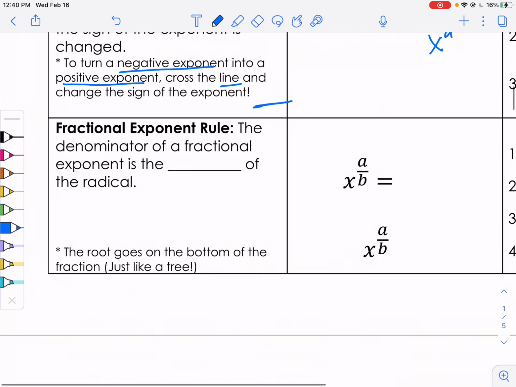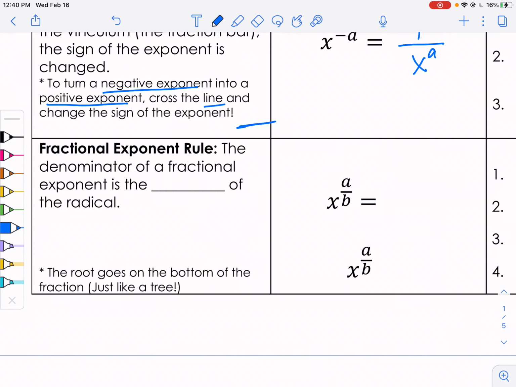All right. And then the last one, and this might be the one that we haven't seen the most, is the fractional exponent rule. The denominator of a fractional exponent is the index of the radical. So the root goes on the bottom of the fraction. So this right here is going to swing out in front, and it becomes the, I'm sorry, the index, right? Becomes the index, and then x to the power of a stays here.